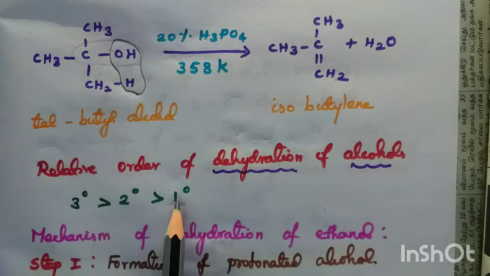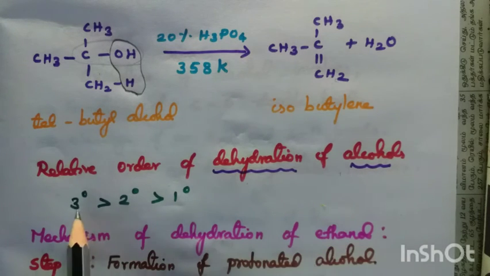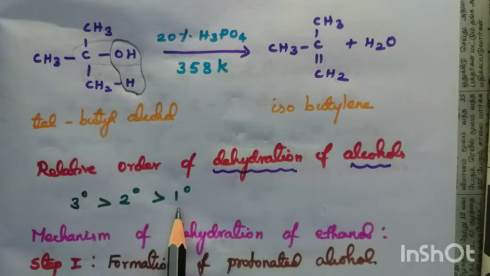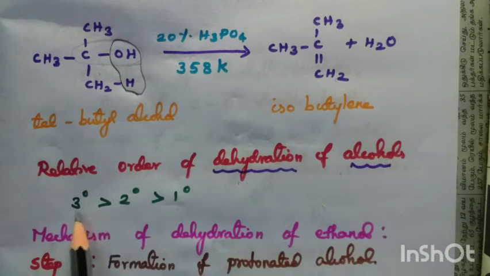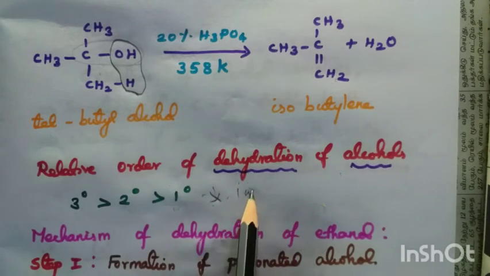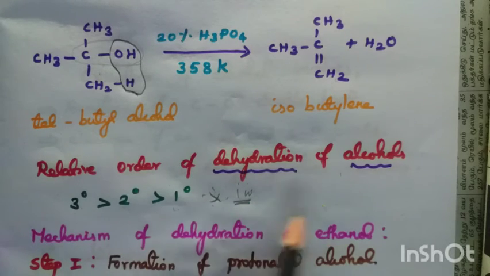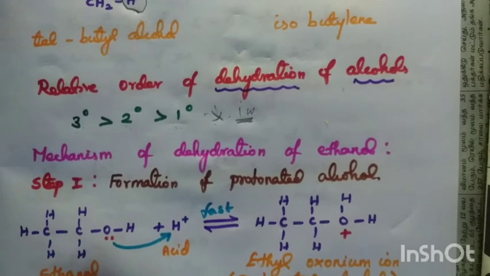Now, what is the relative order of dehydration of alcohol? Tertiary greater than secondary greater than primary. This is the same as the Lucas test. There also we are removing the water, no? So, tertiary greater than secondary greater than primary. Important, 1 mark. That is, the order of dehydration of alcohol is tertiary greater than secondary greater than primary.